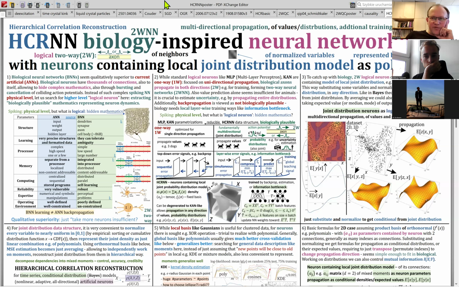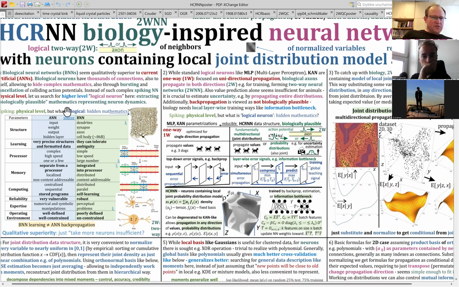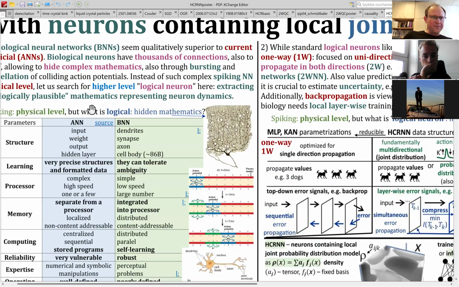Okay, so I briefly talk about this biology-inspired neural networks. In biology, the axon can propagate in both directions, left and right, while the current artificial neural networks are focused on unidirectional propagation. So the first question is how to make also the two-way neural networks which are able to propagate in both directions. So this is made on poster, which is available.